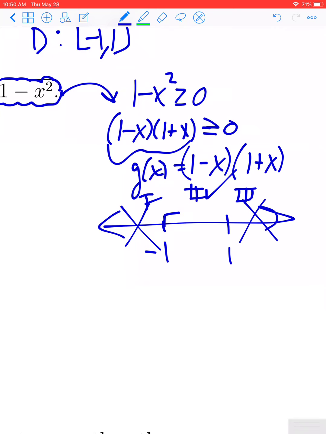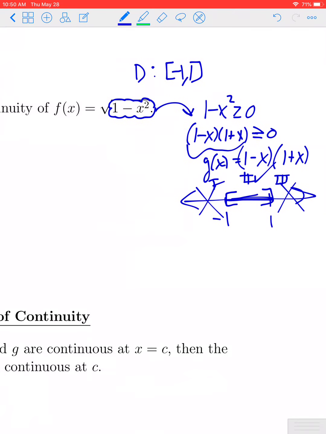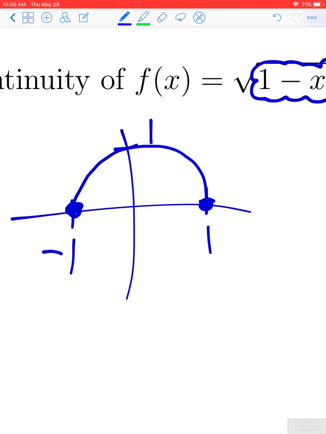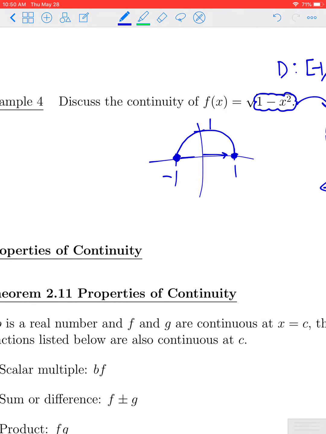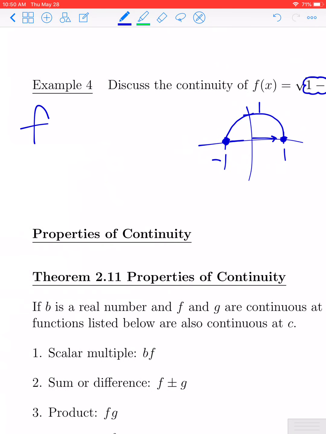So the domain of this function would be all x's between -1 to 1, and that's also where this function would be continuous. Its graph, if you wanted to do the continuity from the graph, this one would look like a semicircle centered at the origin of radius 1. Starting at x equals -1, all the way until we get to x equals +1, this function would be continuous. So f is continuous on the closed interval -1 to 1.